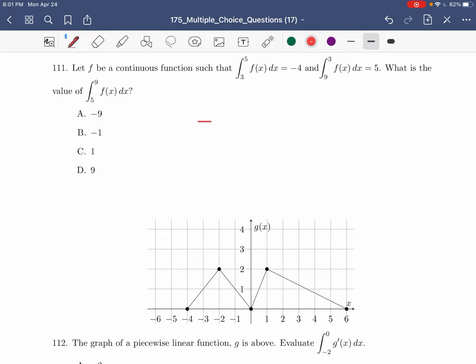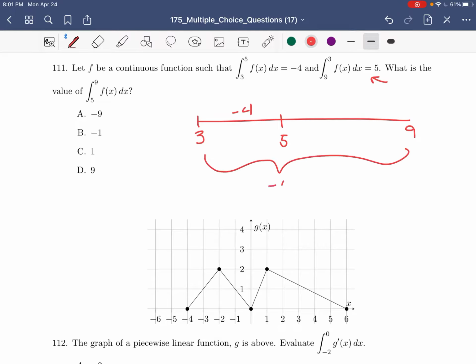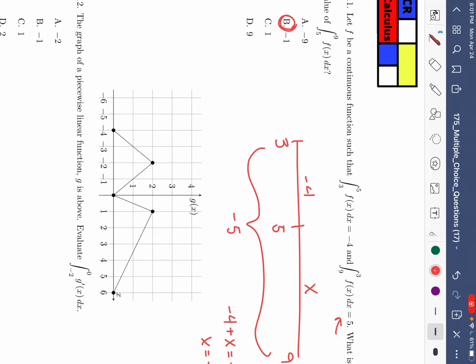All right, another one. So always draw this picture. We're going from 3 to 9. So from 3 to 5, we know it's going to be -4. This is in the wrong order. So from 3 to 9 should be equal to -5. And we went from 5 to 9. So let's just make an equation here. -4 plus x equals -5. So x should equal -1, or B.